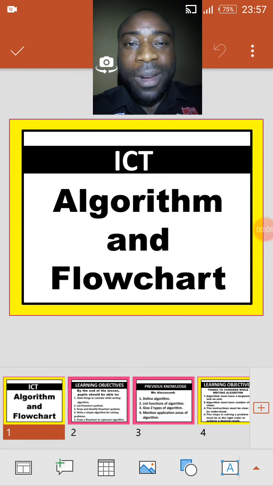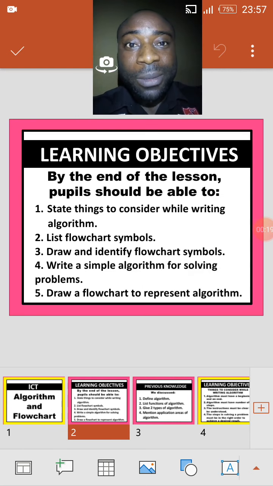Today we have another interesting topic, algorithm and flowchart. So join me as we look at our learning objectives together. We have 5 learning objectives for today. The first, state things to consider while writing algorithm. 2, list flowchart symbols. 3, draw and identify flowchart symbols. And 4, write a simple algorithm for solving problems. And 5, draw a flowchart to represent algorithm.